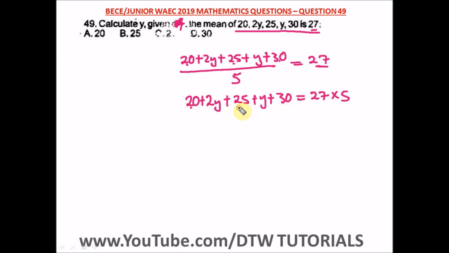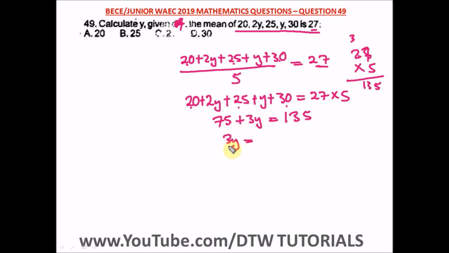We have 20 plus 25 will give us 45, and 45 plus 30 will give us 75. Let's write this 75 down, and here we have 2y plus y. What is 2y plus y? We have 3y. And what is 27 times 5? That will give us 135. Okay, that's 27 and 5, this times this will give us 35. 5 carry 3, and 5 times 2, 10, plus 3 will give us 13. So 135.